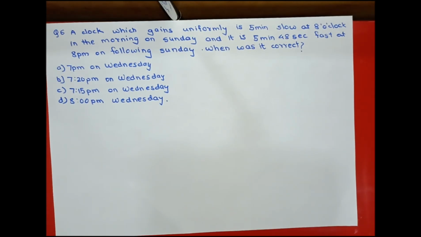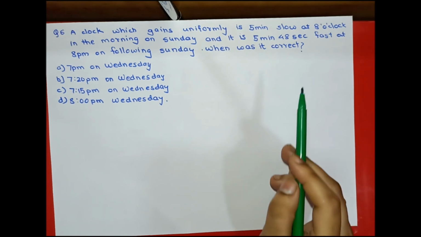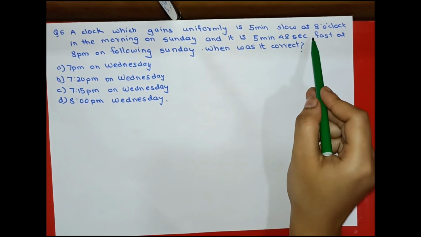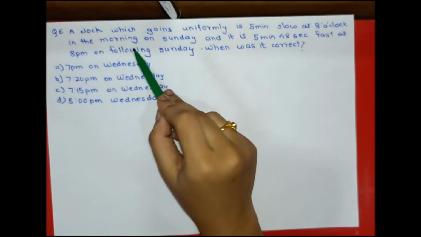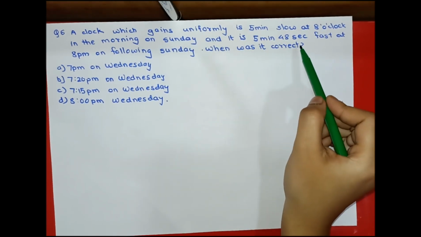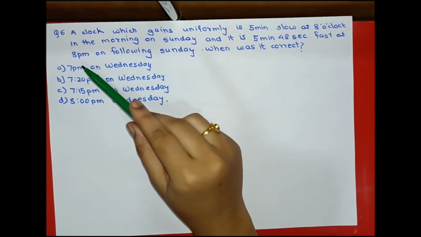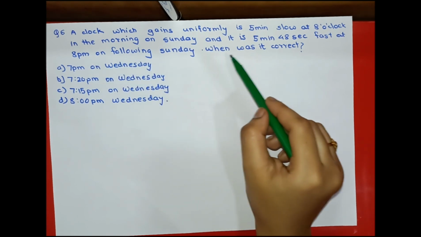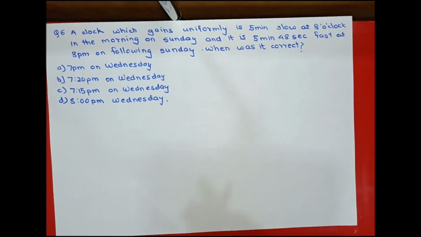The last question for today. A clock which gains uniformly is 5 minutes slow at 8 o'clock in the morning on Sunday, and it is 5 minutes 48 seconds fast at 8 p.m. on the following Sunday. When was it correct?